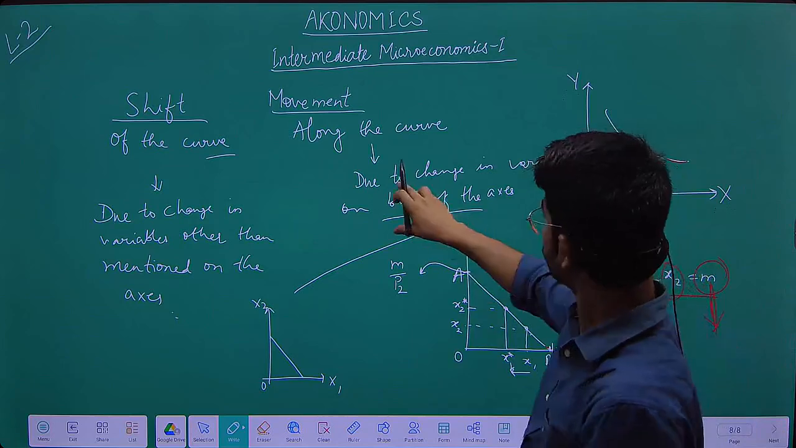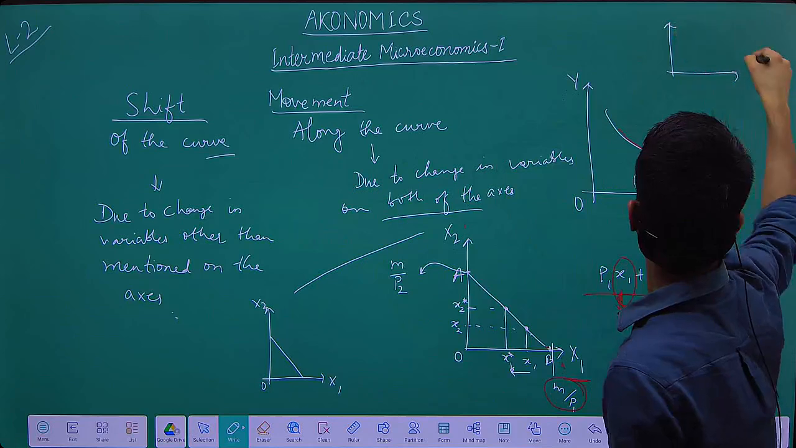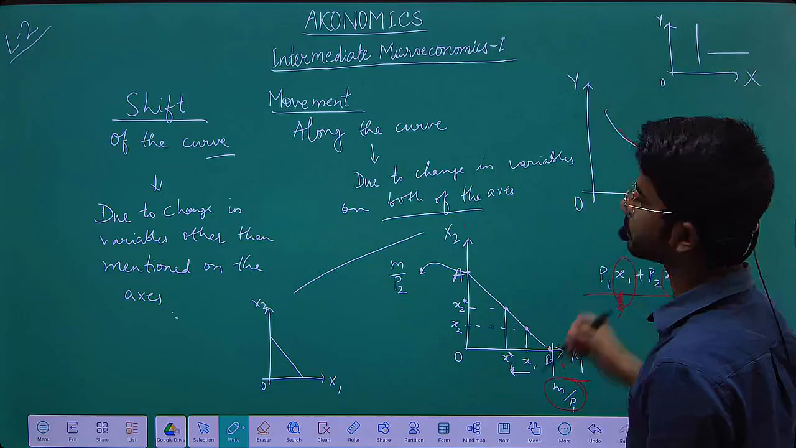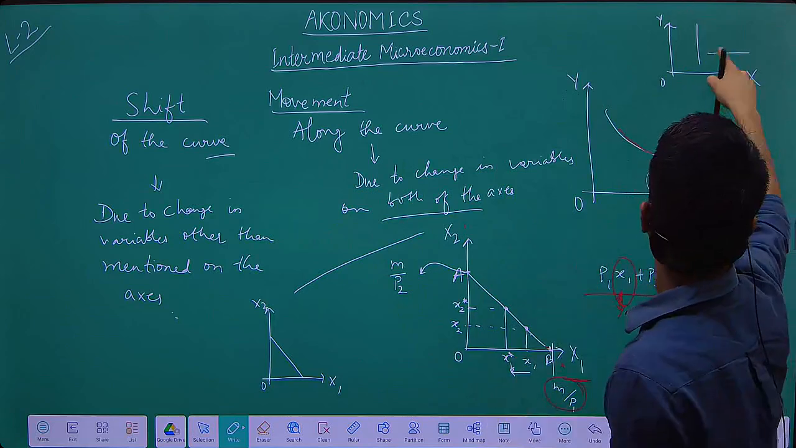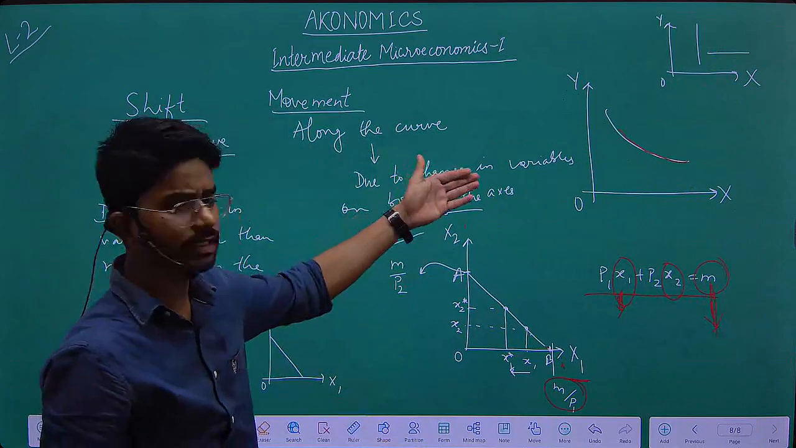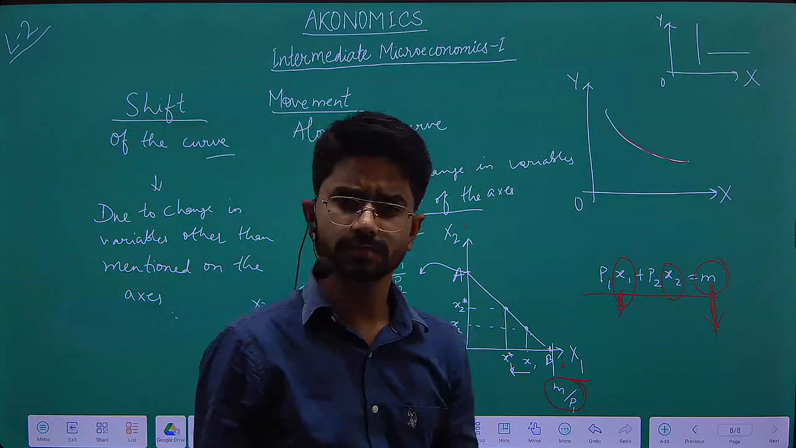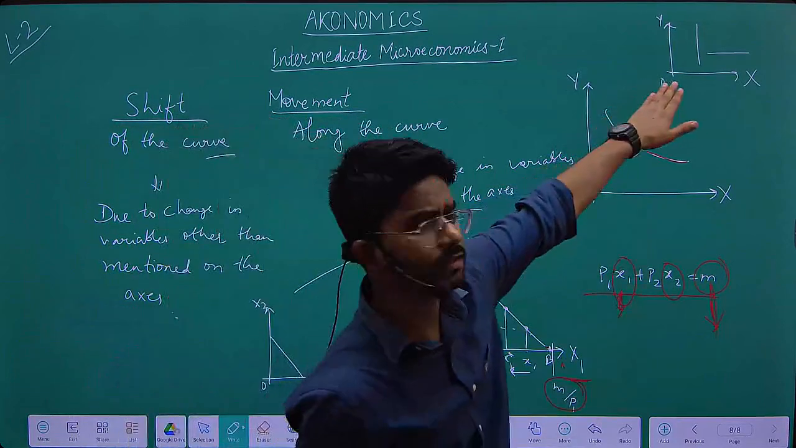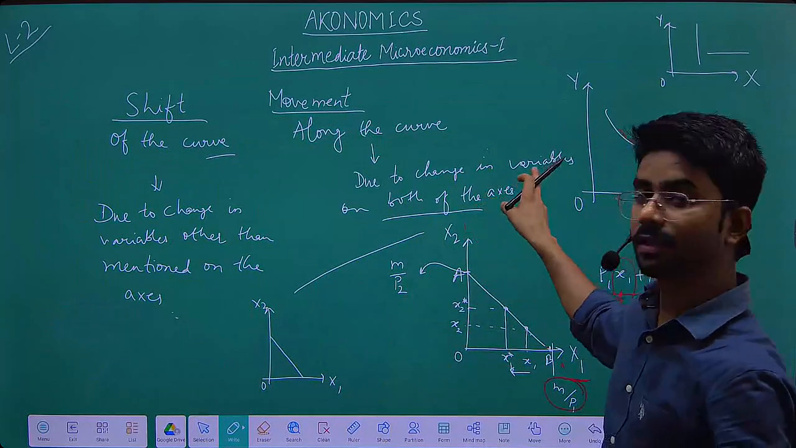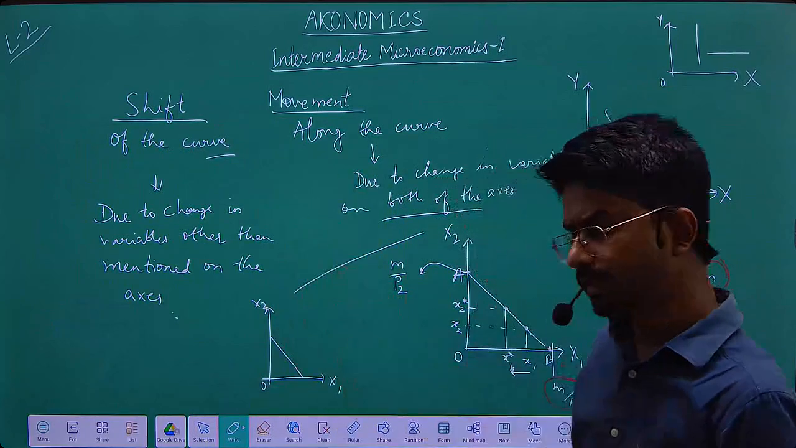I had written "due to change in either of the variables", because if you have a curve like this, or some other curve like this, only one of the variables is changed. For that case, in general we write variables on either of the axes. But in economics, mostly both variables change, because this kind of case is a rare exception. So we went for this case. But that also doesn't mean that when both variables change, there will only be a movement. We will discuss this today as well.